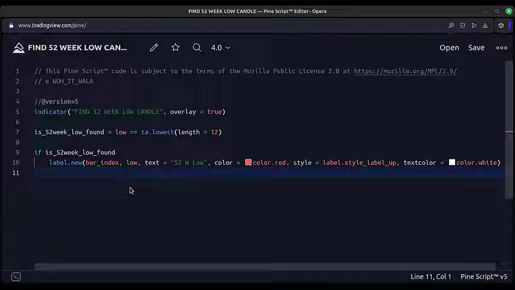Hi. Today we will see how to find out if a stock has touched its 52-week low or not, using the Pine script programming language. Let's see the code. This is an indicator function with the name, find a 52-week low candle.